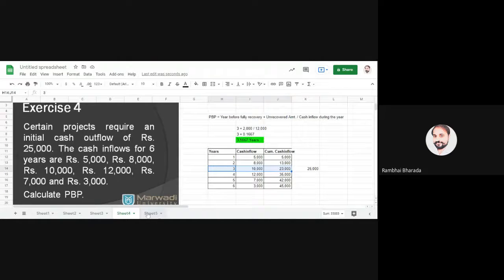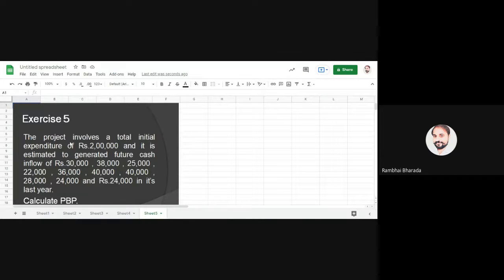Okay, let's take the next example. The project involved a total initial expenditure of rupees 2 lakh. तो यहाँ पे हम लिख देते हैं project cost कितना है? The project cost is rupees 2 lakh. Okay. Estimated future cash inflow is 30, 38, 25, 22, 36, 40, 40, 28, and 24 and 24,000 in its last year. Calculate the payback period.